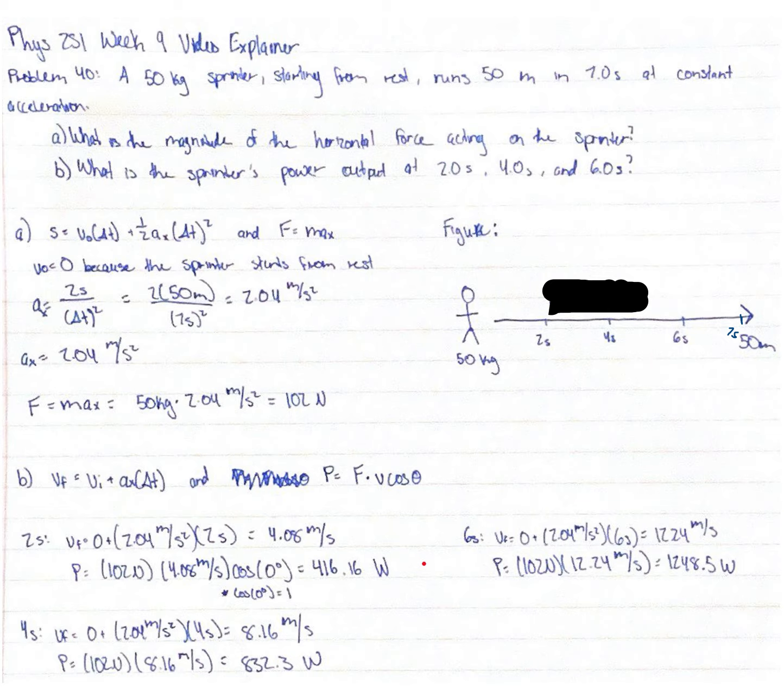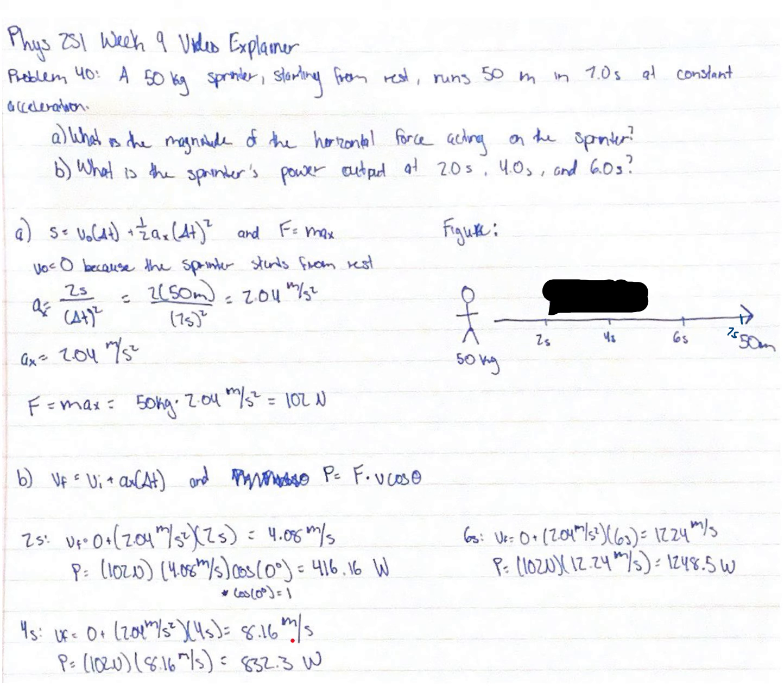Moving on, we just plug in what we know. We have our acceleration and then our time, and we use that to find our velocity, and then we can plug the velocity into the power equation to find the power output. For 2 seconds, we see that it is 416.16 watts.